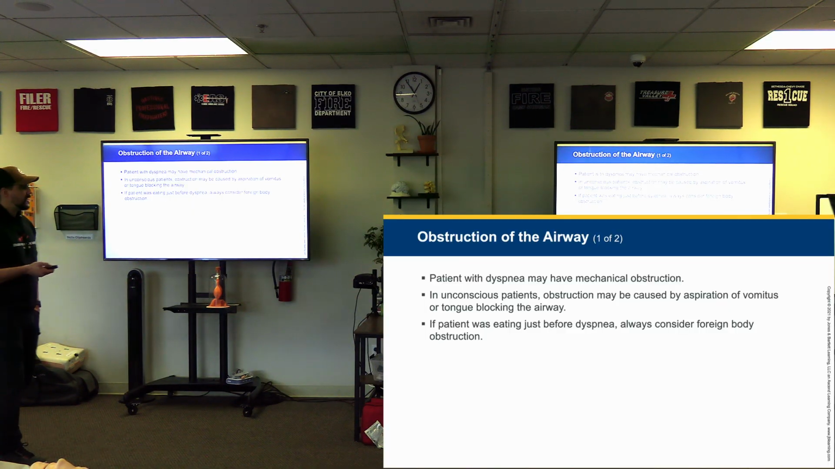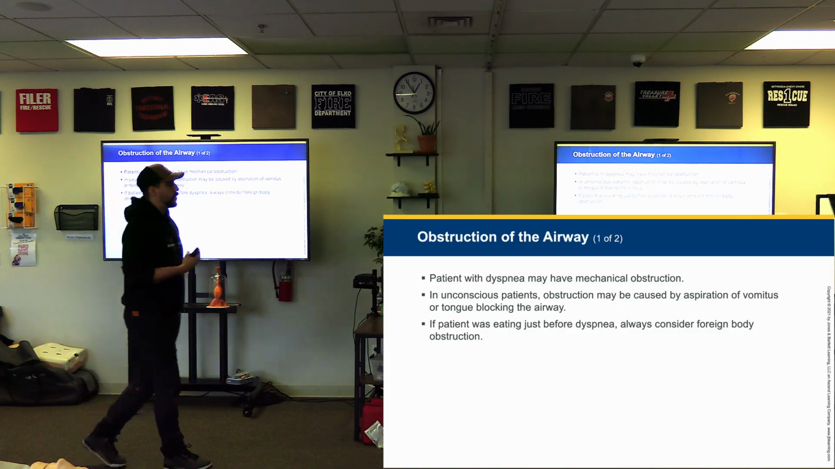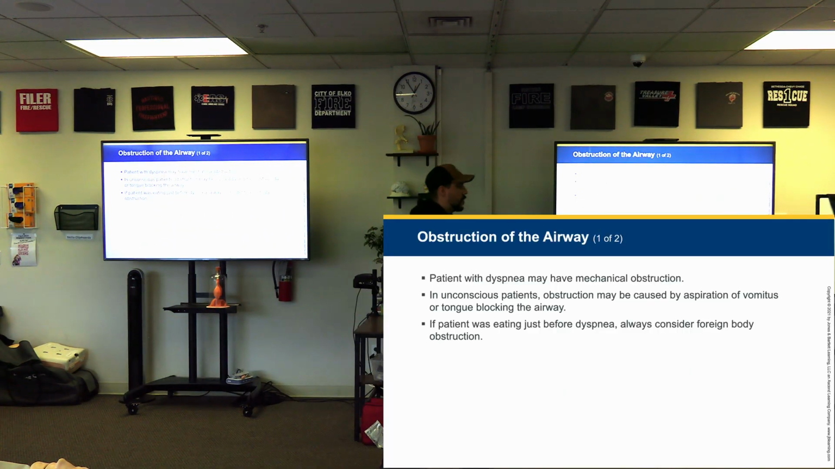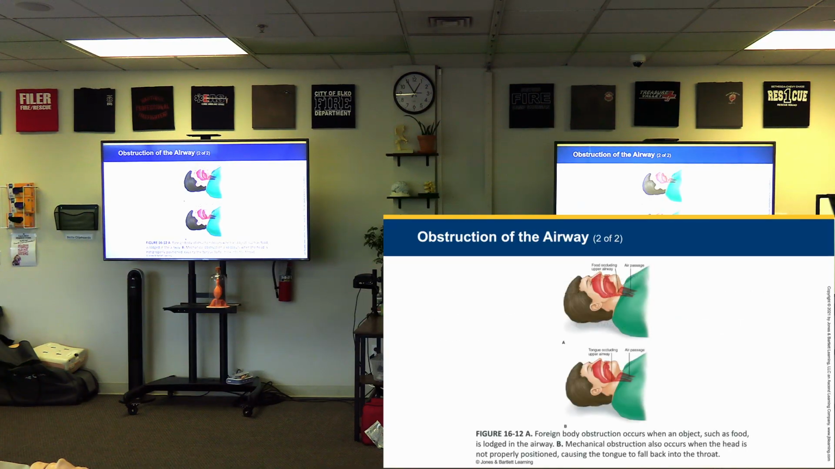Now, if the patient was eating before they had that difficulty breathing, consider foreign body. With a foreign body or upper airway obstruction, the sound we're going to hear associated with that is stridor, okay? Remember, you're going to hear that stridor up in the throat. It's going to have that same sing-songy kind of wheezing sound, okay? So make sure you're at least looking into that.